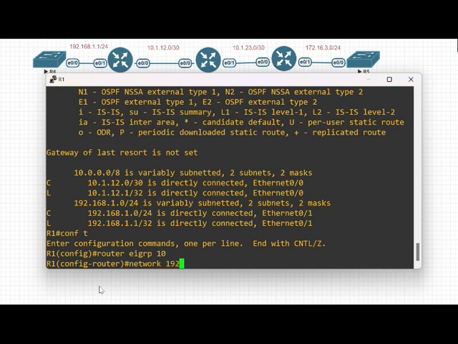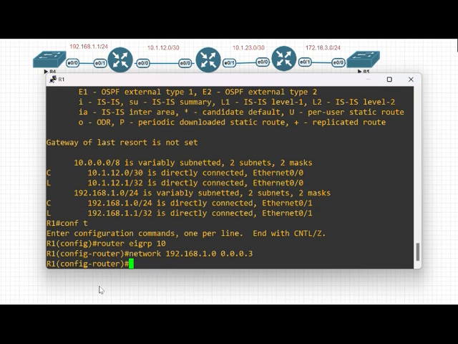So the traditional way is network and then the network address, 192.168.1.0, and then the wildcard mask. So let's say the subnet mask is 255.255.255.0 or /24. You want to subtract the subnet mask from 255.255.255.255, which is 255.255.255.0. So that makes the wildcard mask 0.0.0.255.